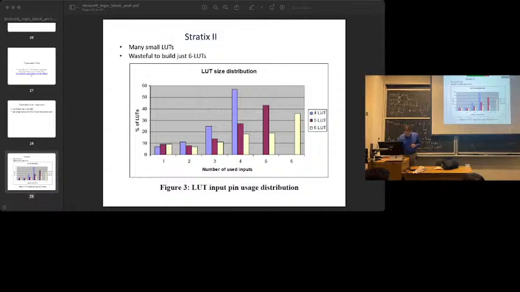This is showing how many inputs you use in various lookup tables across a suite of benchmark circuits. If we tell the synthesis tool that we have a 4 LUT architecture, it'll never make more than a 4 input lookup table because it won't work. But more than half of the lookup tables are using all 4 inputs, while some are only using 3, some are using 2, a few are even using 1.